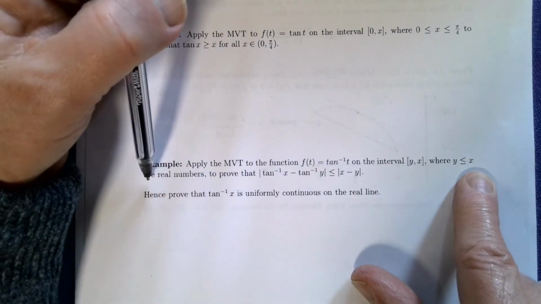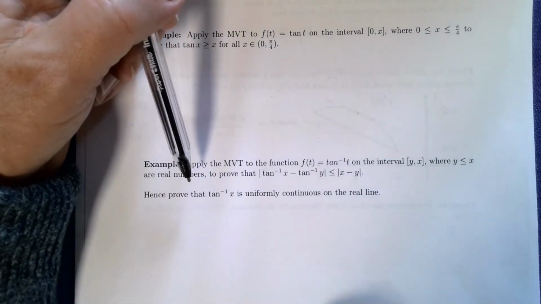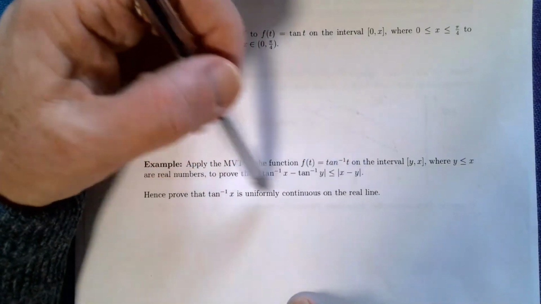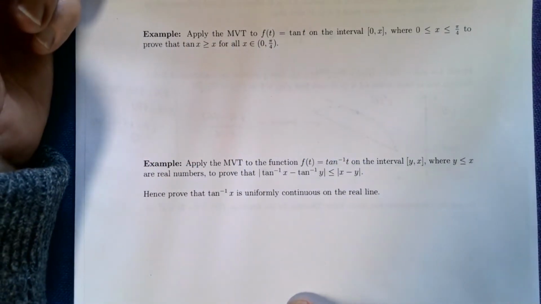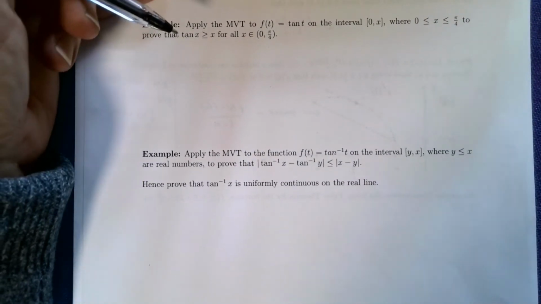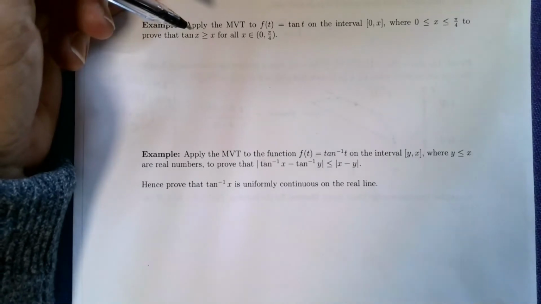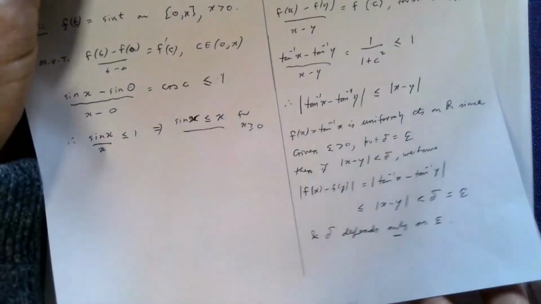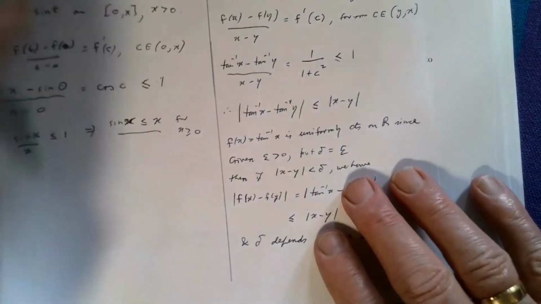So we're going to apply it to that, and we're going to use that to prove that inverse tan of x is uniformly continuous on the real line. Uniformly continuous on the real line. Yet another nice application of the mean value theorem. So here's the working for this example.